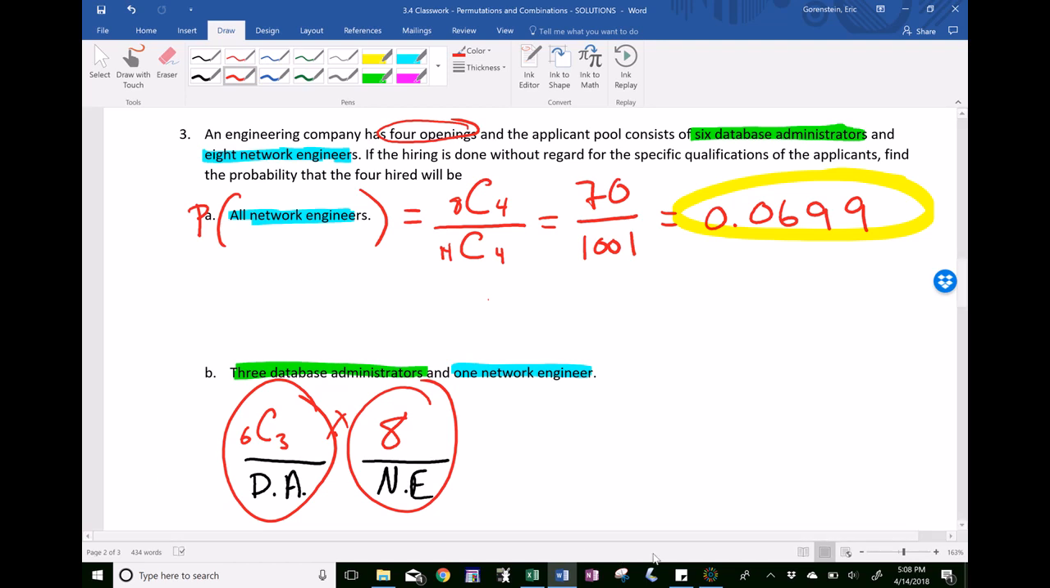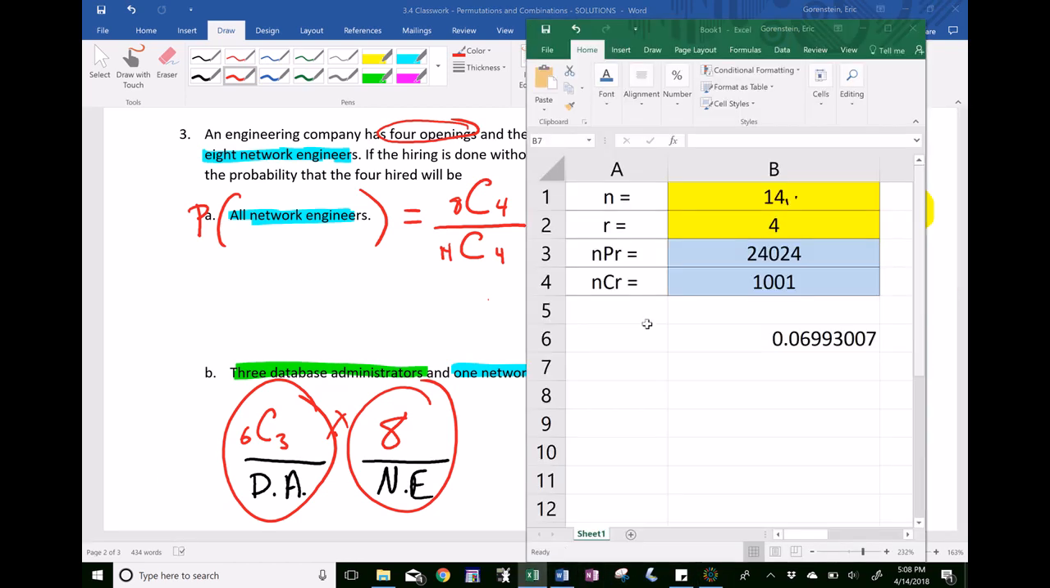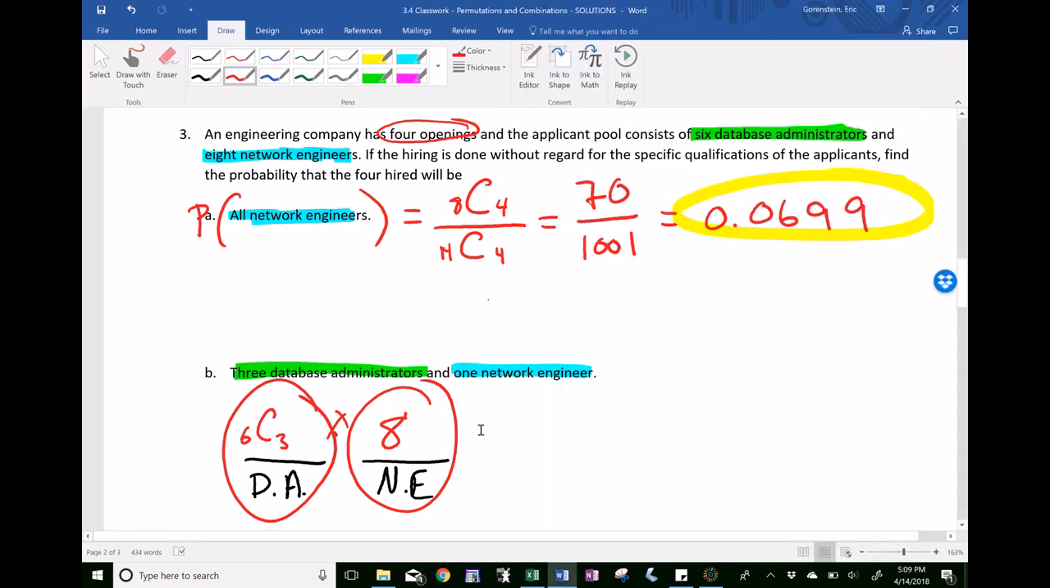So we need 6 combination 3. Let's come back over here. 6 combination 3. So that will be 20. And first we'll come back over here. So that's 20 times 8, or 160. So that's the number of ways it could happen.